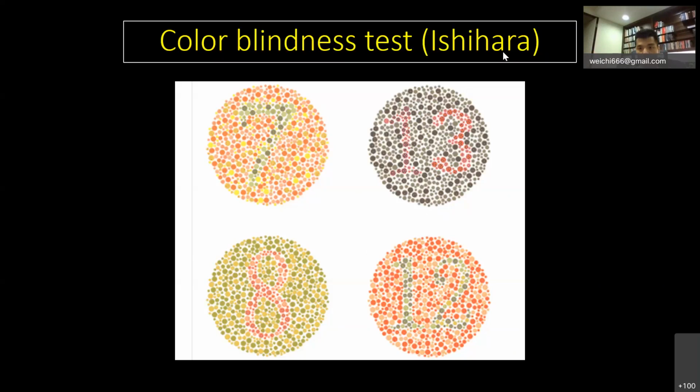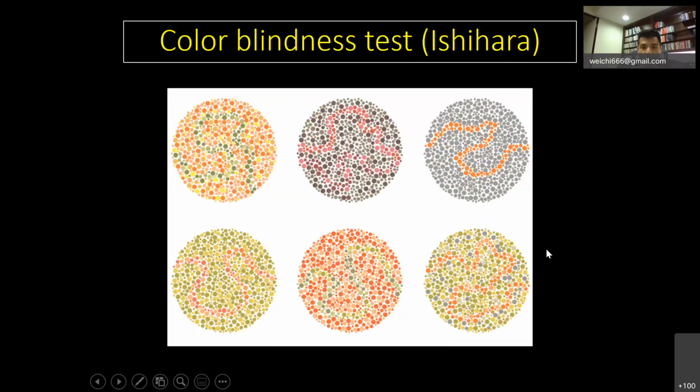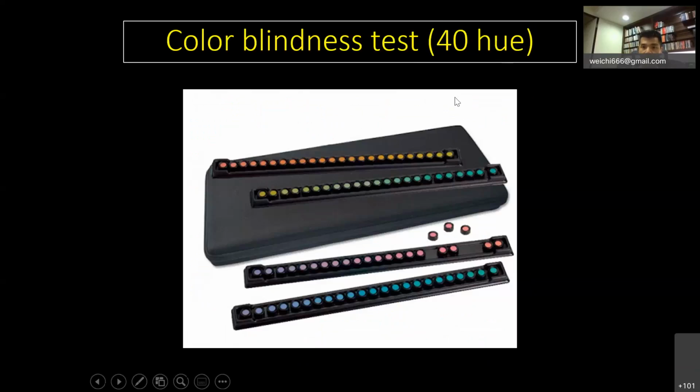Clinically, if you want a more detailed test for the patient, you could use what we call the 40 hue or 100 hue test. With these tests, you could ask the patient to align these colors from the most saturated color to the lightest color. Then you could see if the arrangement is correct or not. Then you could give a score for the patient. Okay.